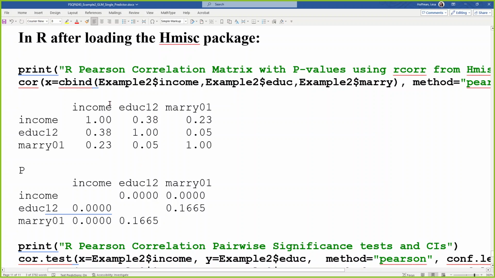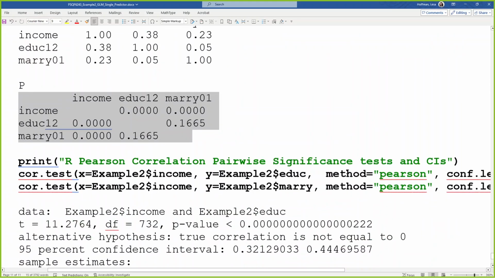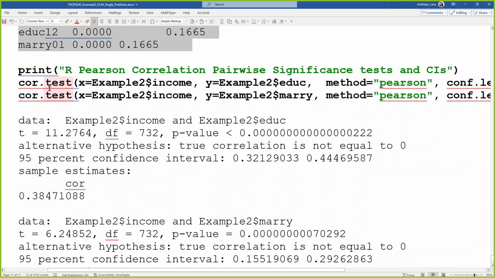In R, I downloaded a package called Hmisc, which I think stands for miscellaneous, because the default version of correlation in R doesn't include p-values in a nice little matrix. So this one does. So the exact same table shows up here as correlations, and then the corresponding p-values show up in a separate table. And cor.test is a function that provides confidence intervals.